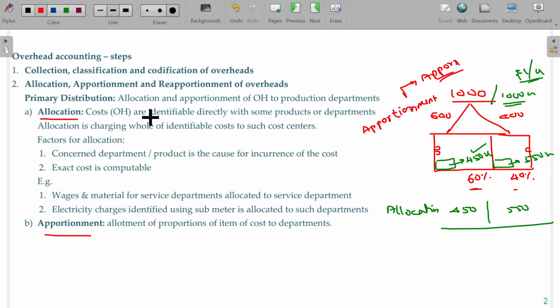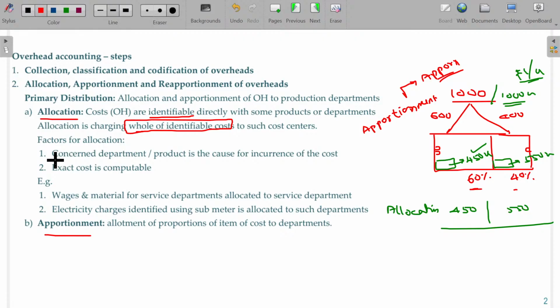Allocation of overheads: costs that are identifiable directly with some products or departments. Allocation is charging the whole of an identifiable cost to a cost center. This whole amount is only for this department, and this department is a cost center. So I can directly add this for this department.